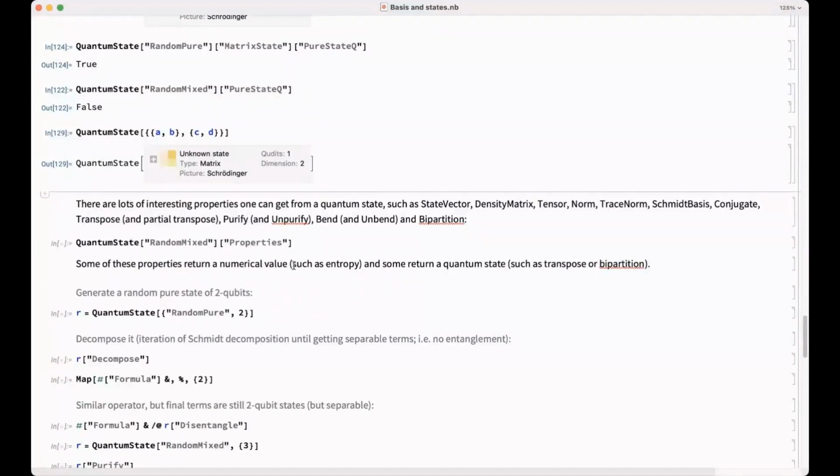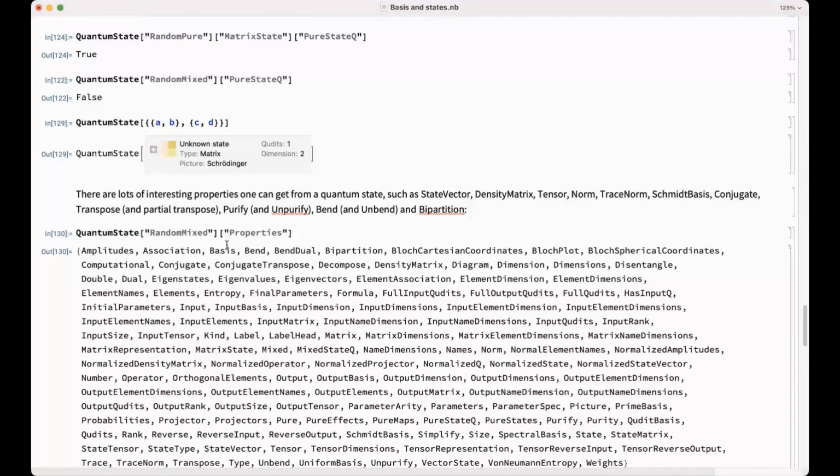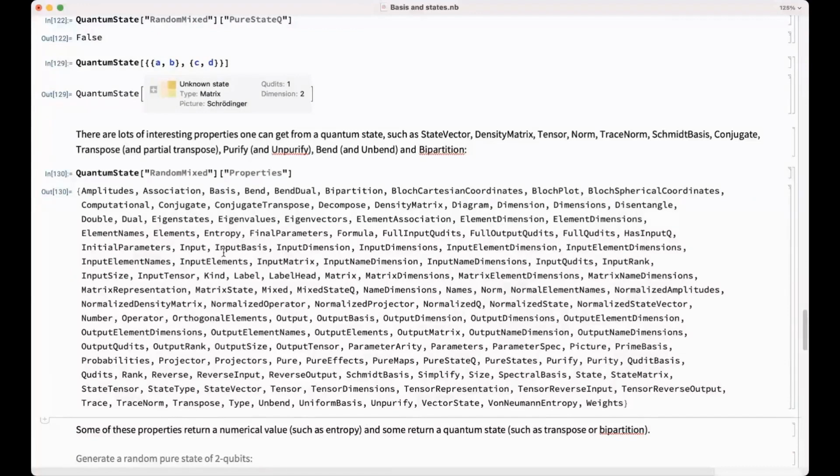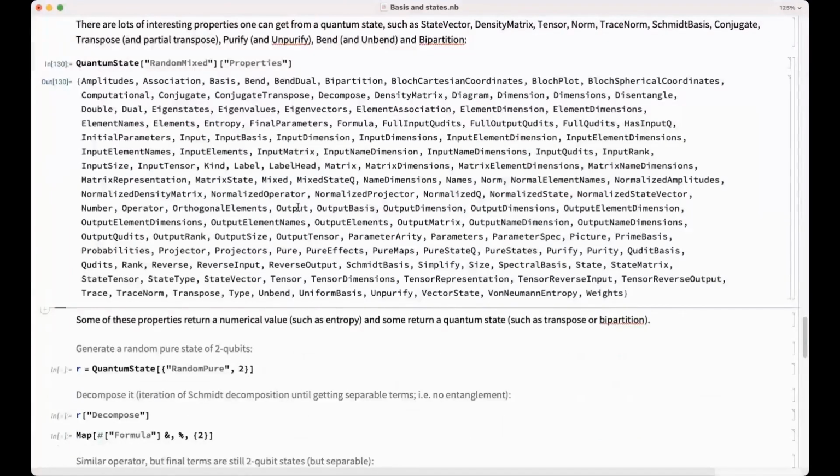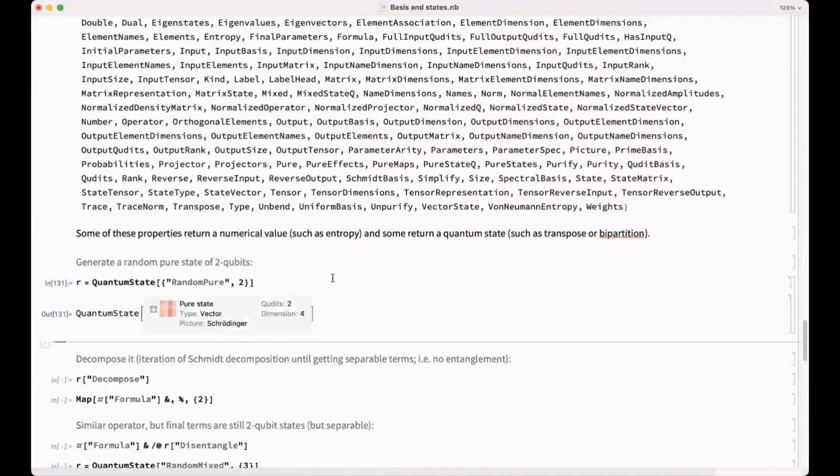All right, so now we're going to explore some additional properties of states. We already explored that we have ways of creating mixed ones and pure ones. Here's a list of all the properties that a state can have. It doesn't matter whether it's mixed or not, the list of properties is going to be the same. And here's also some mention of bipartition that I already did.